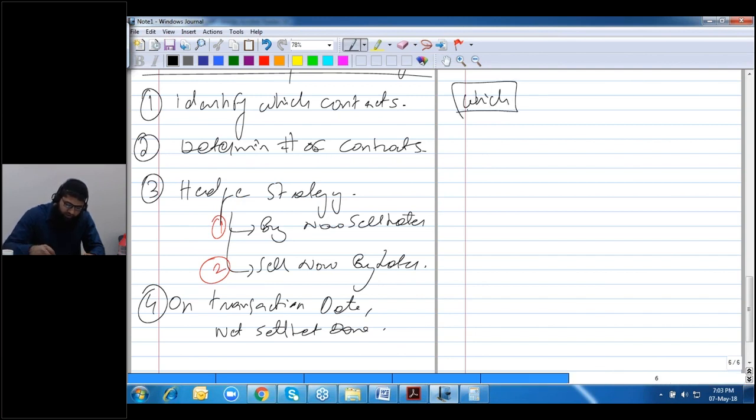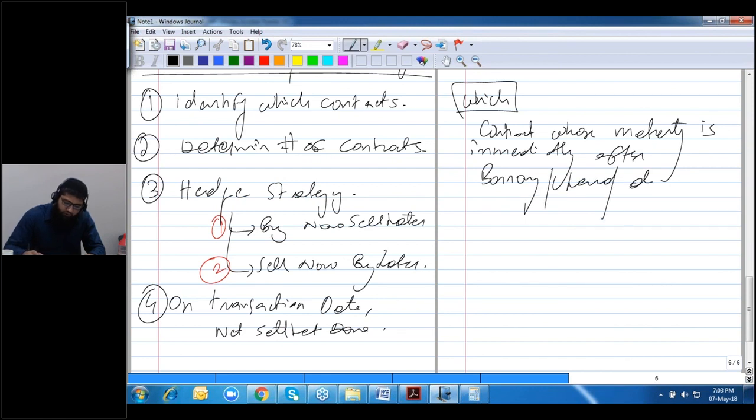So, which contracts means you need to obtain the contracts whose maturity is immediately after the borrowing or lending date. So, the date on which you are going to borrow the funds or the date on which you are going to lend the funds, the contract which you need to actually choose is going to be the one whose maturity is immediately after the borrowing or the lending date. Now what next?